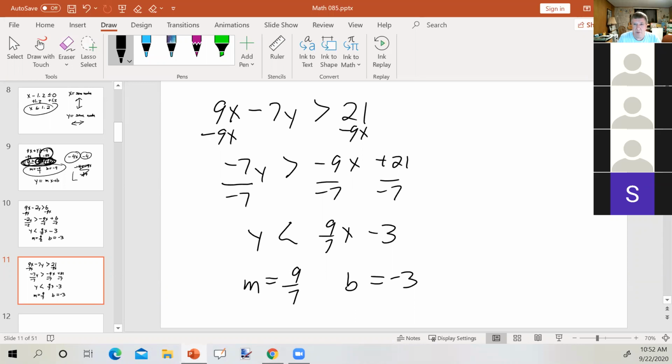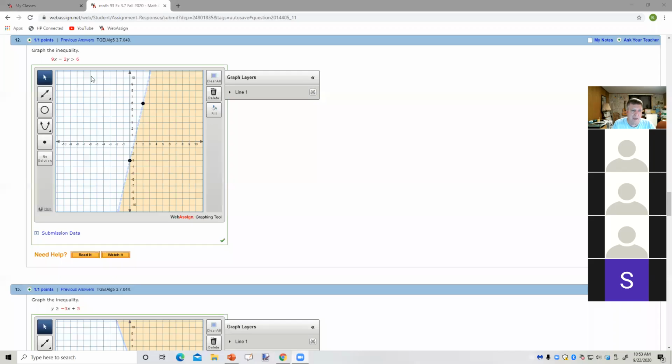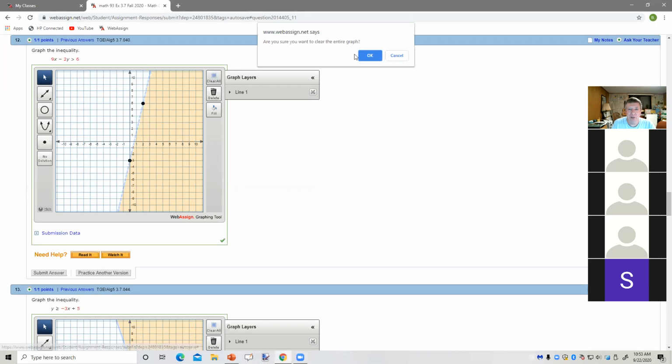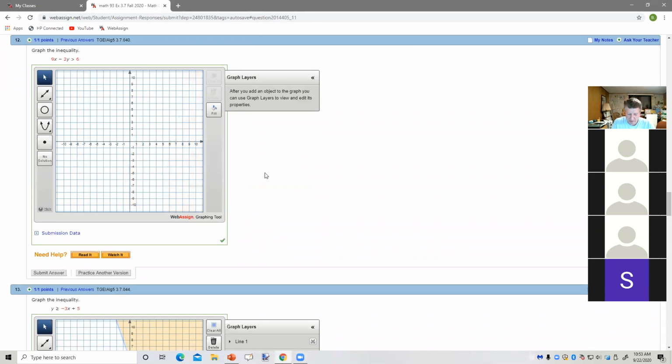Okay, here's what I'm going to do. So hopefully you won't get confused by this. I'm going to go ahead and graph it on here. I'm not going to click to submit it because it would be wrong according to that. But I'm just going to show you what it should look like. So we'll clear it out. I had a y-intercept of negative 3. So that would be right there.